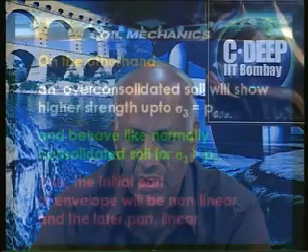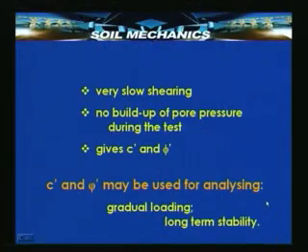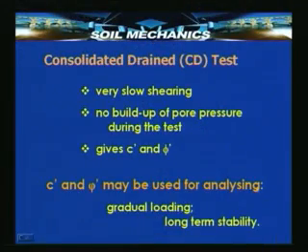On the other hand, if the soil is over consolidated, it will not pass through the origin. That is what the next slide shows. The initial part of the envelope will be non-linear. A consolidated drained test is a very slow test. Shearing has to be done at such a slow rate that pore pressures are not allowed to build up, and what it gives are the shear strength parameters c dash and phi dash.